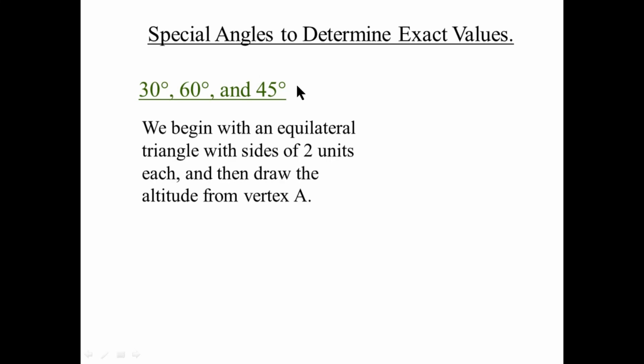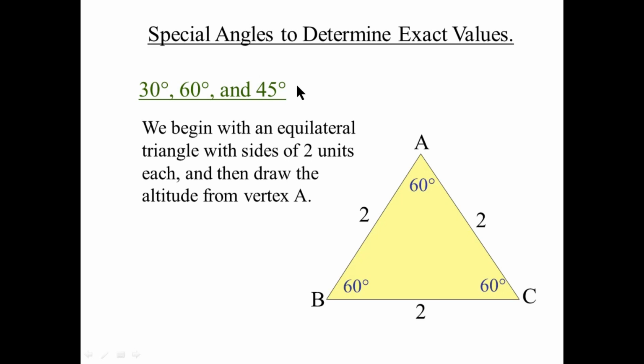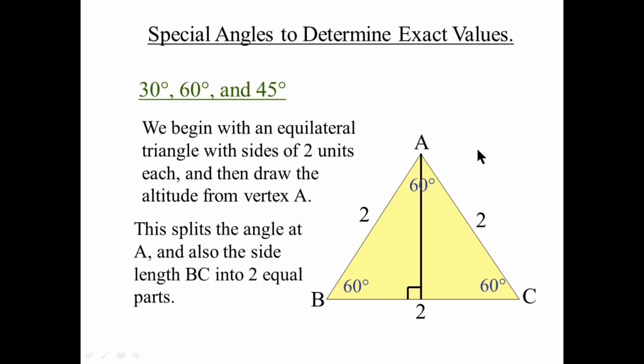We begin with an equilateral triangle with sides of length 2 units, and then draw the altitude from vertex A. So we could build one of these equilateral triangles of any size. So let's build one of side length 2 units, 2 on every side and 60 degrees in every angle. Drop an altitude from vertex A, and now it looks like this.